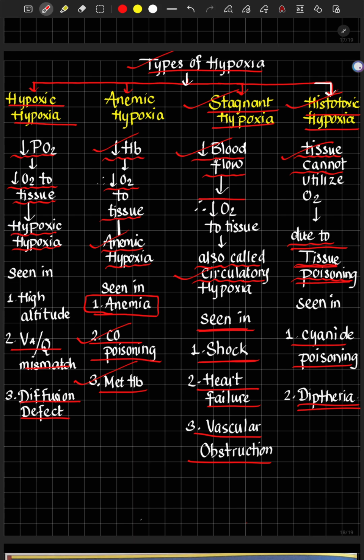As we have elaborately seen types of hypoxia, now we will see a flow, a table, as it will help you in your exam. First of all, there is hypoxic hypoxia: low arterial partial pressure due to decreased oxygen in the environment, as seen in high altitude and defective ventilation perfusion ratio. Second type, anemic hypoxia: less amount of hemoglobin to carry the oxygen. Total hemoglobin count is less, caused by anemia, hemorrhage, and abnormal formation of hemoglobin.